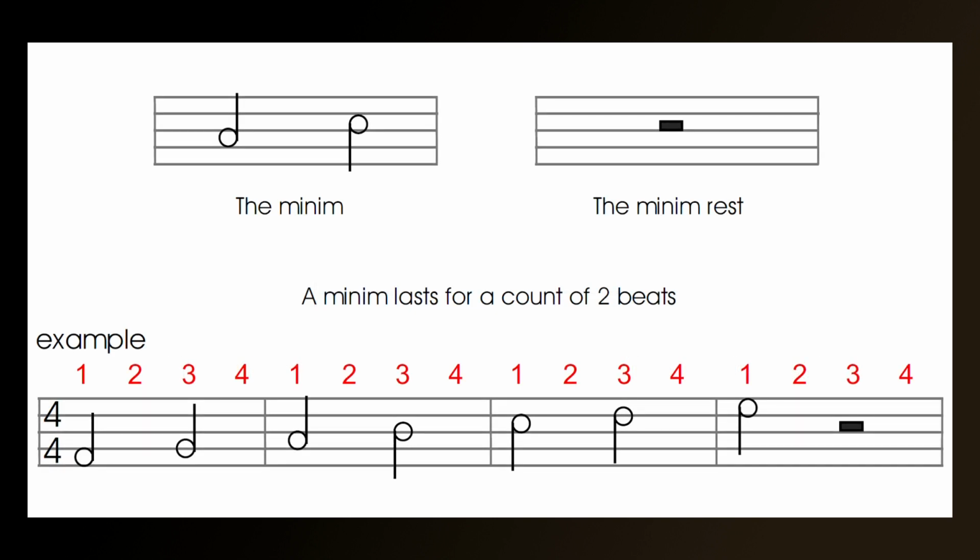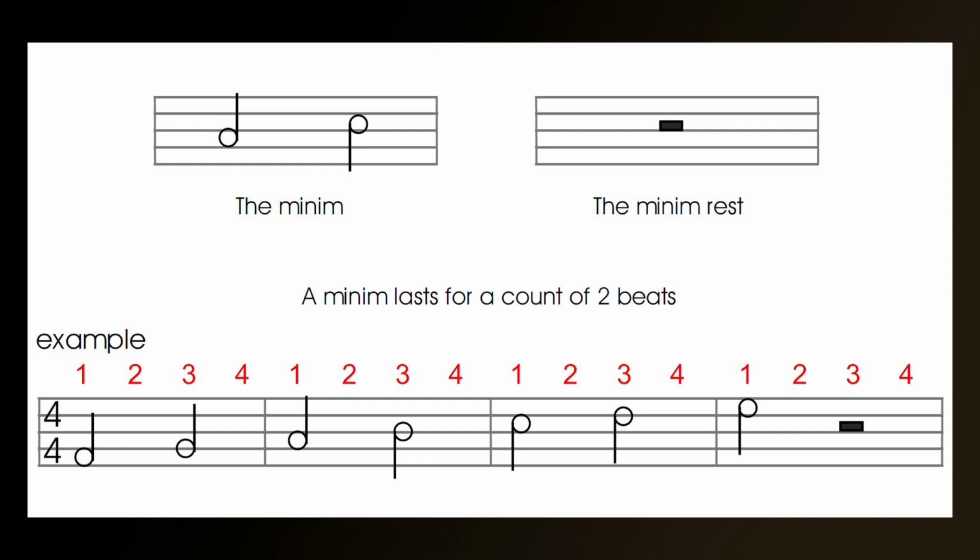The minim should last for 2 beats, and the minim rest the same. The rest for the minim doesn't hang off the D line like the semibreve rest did, but it sits on the B line. So the difference in the rests is quite subtle. However, there are clues to tell you which rest it is within the music. And here's one of the main clues.